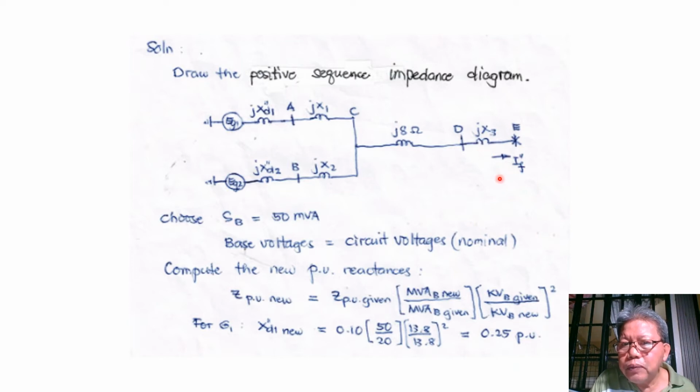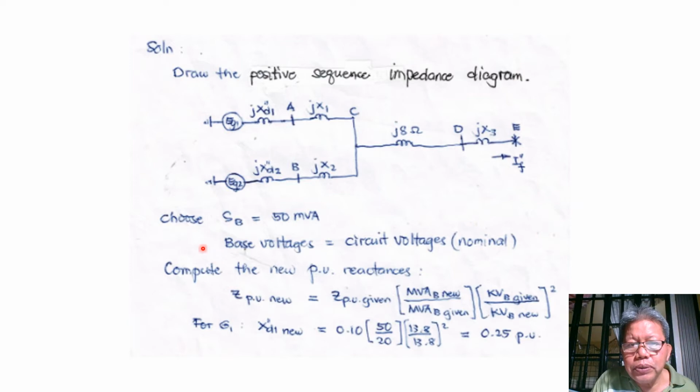And then we have here the fault current at the short circuit point, and we just call this IF double prime, meaning the fault current in the subtransient condition. Now to simplify our impedance diagram, we have to calculate the reactances of the generators and transformers, and also the transmission line, to a common MVA base so that we can combine them together.